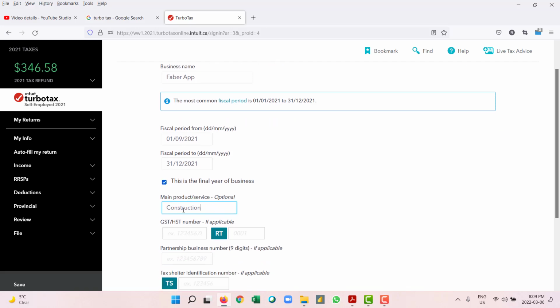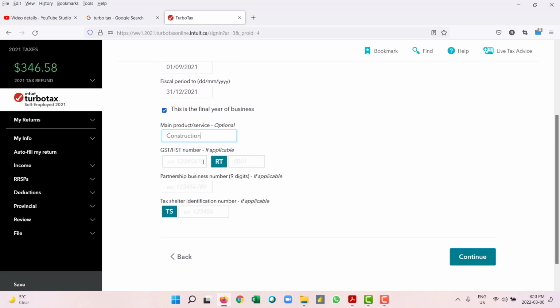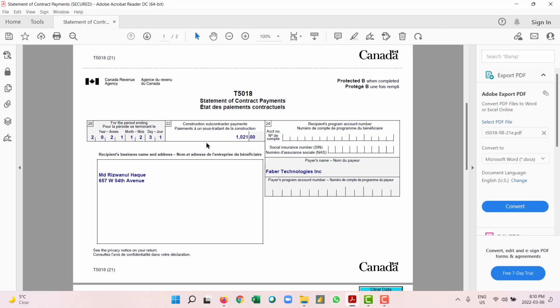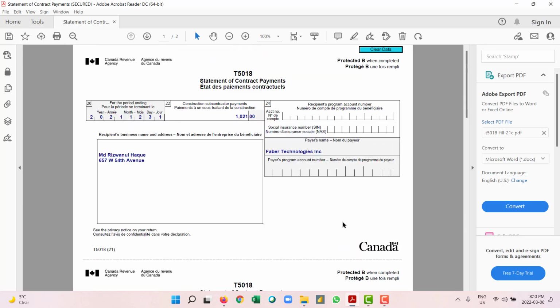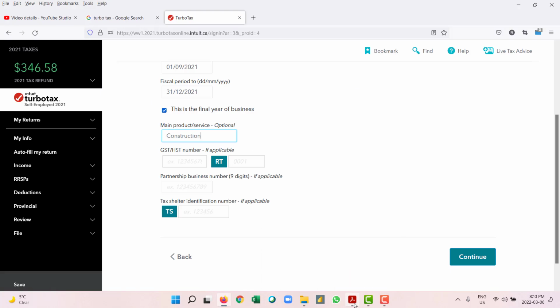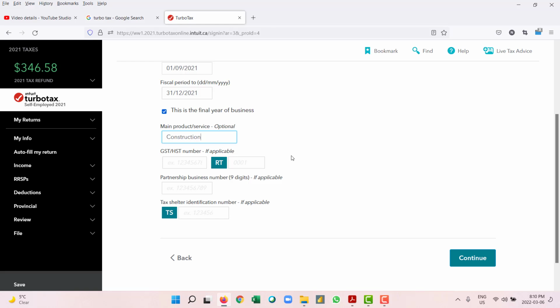Made product or service: construction. There are also many other things: GST, GST number, partnership or business number. Probably your employer is bound to give you this type of form. My employer actually did not send me anything like that. They just gave me a form which mentioned the amount which had been paid.